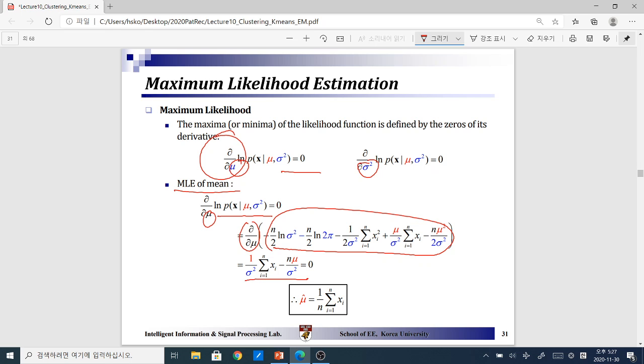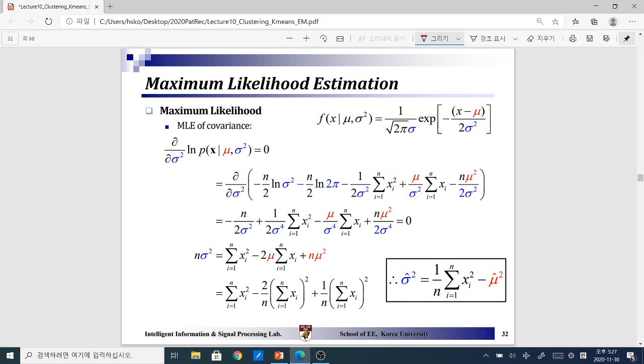And then you solve for the mu. So mu is going to be essentially, as you can see, the sample mean, which is essentially the expected value. And similarly, you can do that for the variance for one dimension, or covariance for multi-dimension, right? So we go through exactly the same process.